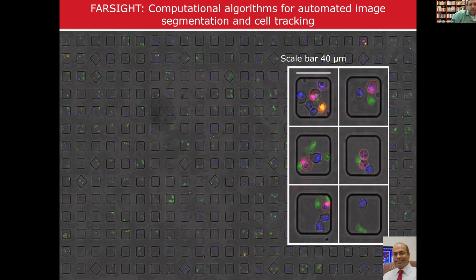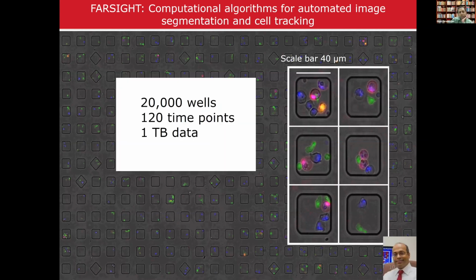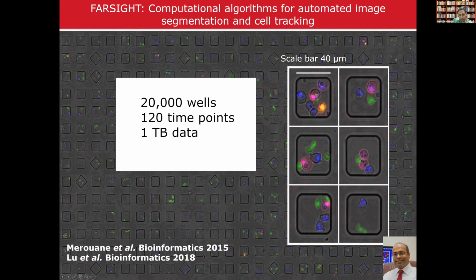So one of the problems we did not appreciate when we first started this was just the scale of the data itself. And so you have each well that's being shown here. You have many different kinds of cells. You have beads that profile and quantify the cytokines being secreted by the cells, but you end up with 20,000 wells. That's 120 time points and 1 terabyte of data. No amount of manual annotation is going to help us.